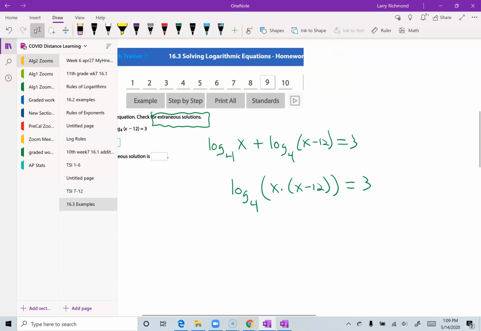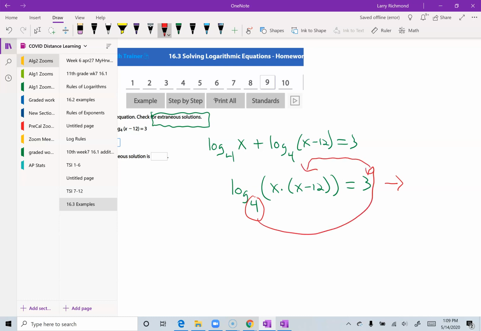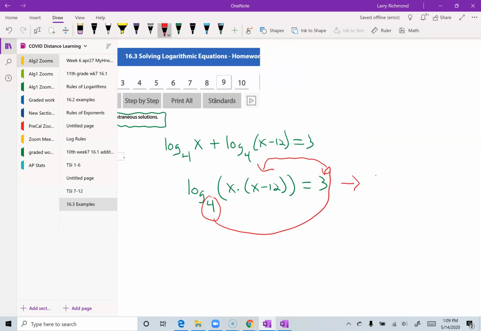All right, now we can employ our definition of logarithm to rewrite this. 4 to the third will equal this quantity in parentheses. 4 to the power of 3 is equal to x times x minus 12. Well, we're going to have a quadratic here. Distributing on the right-hand side yields x squared minus 12x. 4 cubed is 4 times 4 times 4. 4 times 4 is 16, times 4 more is 64.